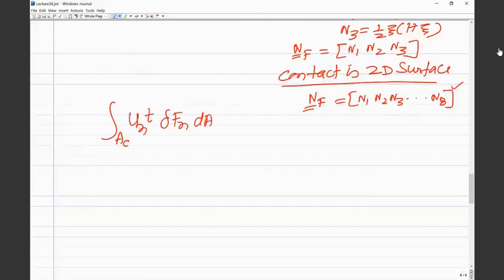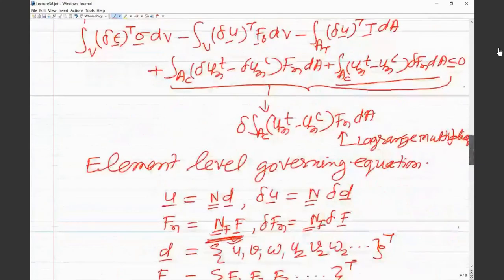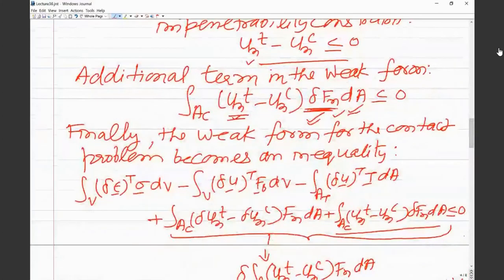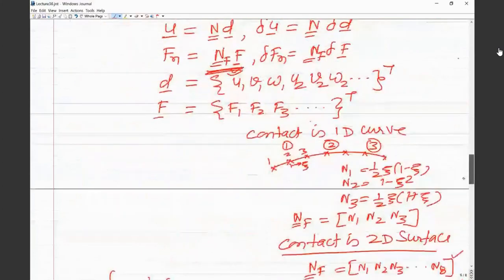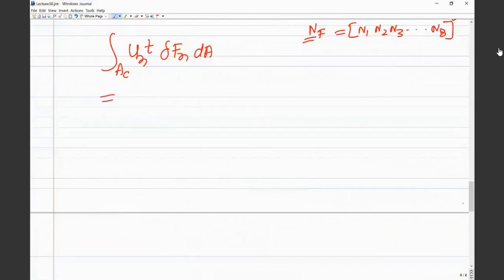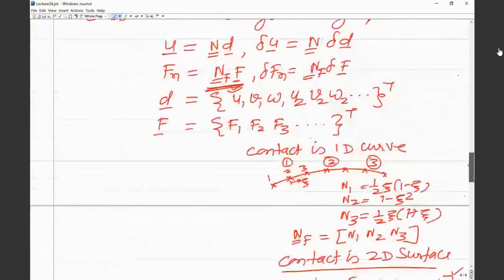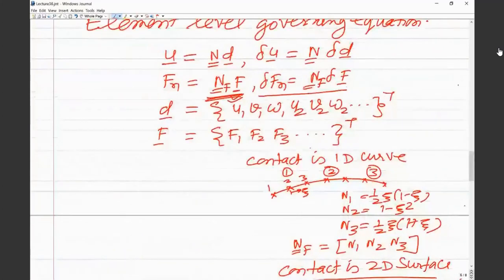First, I'm looking at this term, UNT into delta FN. Because the variation is with respect to the normal force, we take that on the left hand side. So I write this as integration over the contact area of delta FN, and finally we are going to write this in the form of matrix vector products. So I can write it as delta FN transpose into UNT. Although individually they are scalar, and whether you write the transpose or not is one and the same thing, for matrix vector multiplication consistency we are writing it with the transpose. Now, delta FN is given by the expression we already wrote, so delta FN transpose would be delta F transpose into NF transpose.